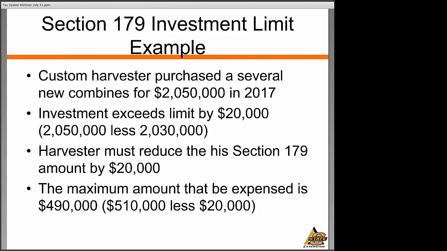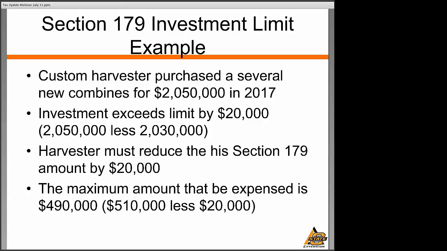So how does this apply? Well, in this example, we've got a custom harvester. He buys several new combines. He spends $2,050,000. So the investment limit is going to be exceeded by $20,000. So then he has to reduce his amount of 179 that's allowed by $20,000 as well. So basically, you take the $510,000 that would be allowed. Since he's over the investment limit, it reduces the allowable amount dollar for dollar. So the amount that he can write off now is going to be $490,000. Basically, the 510 less the 20 that is over the investment limit.